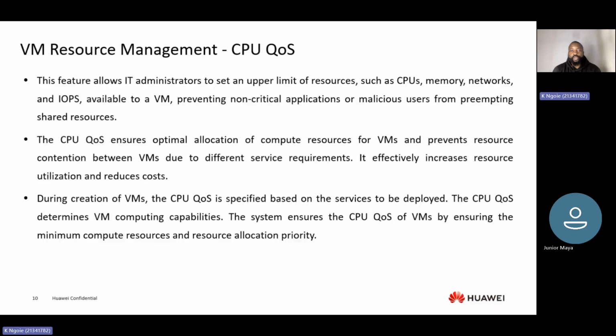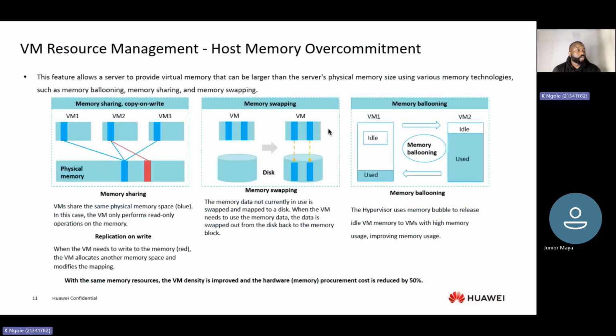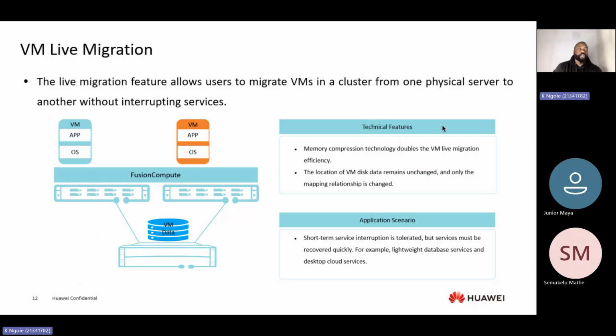As FusionCompute virtualization features, we have an online CPU and memory adjustment. What we can notice is that FusionCompute dynamically adjusts compute resources for running virtual machines to improve flexibility and service continuity. So basically, there's no interruption between different processes.